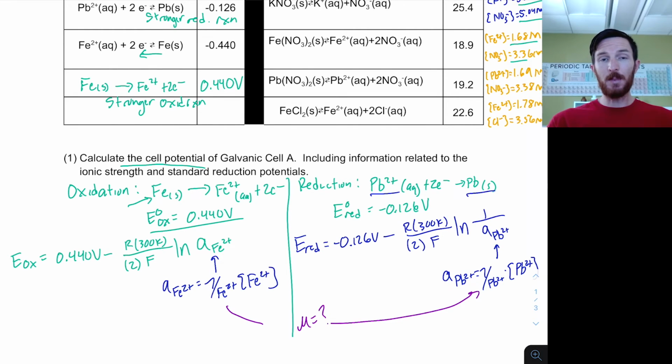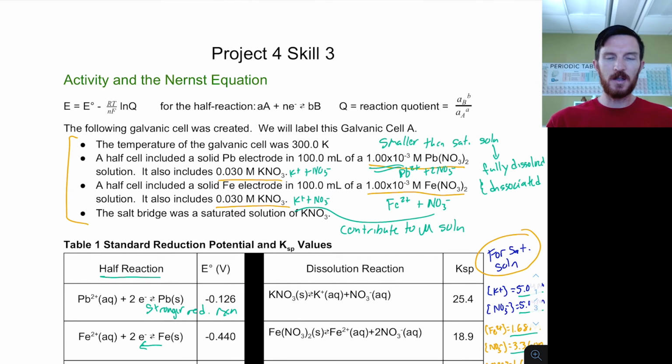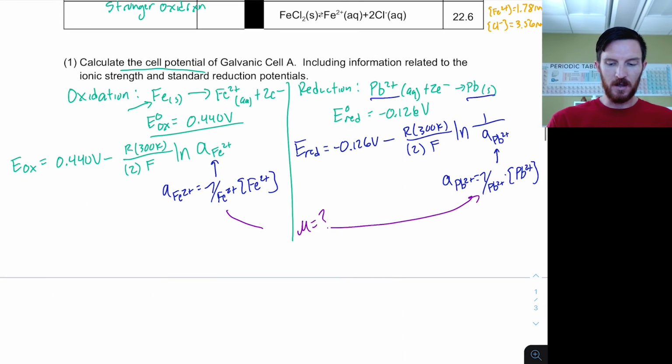Each of these are separate solutions, but they're very similar in what's present. We have the same concentration and same molar ratios for the iron and the lead nitrates, and we're also starting with the same concentrations of potassium nitrate. So the ionic strength of both of these is the same, simply because we're starting with the same relative concentrations. Let's identify the ionic strength of one of these, and we can use that for the other one as well.